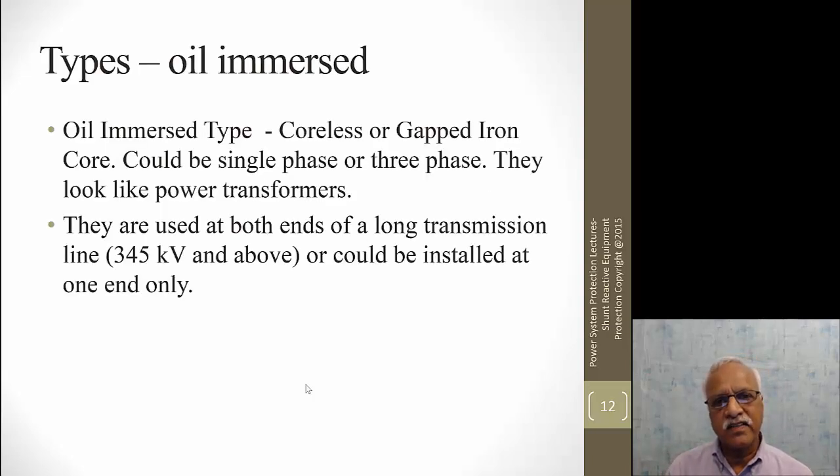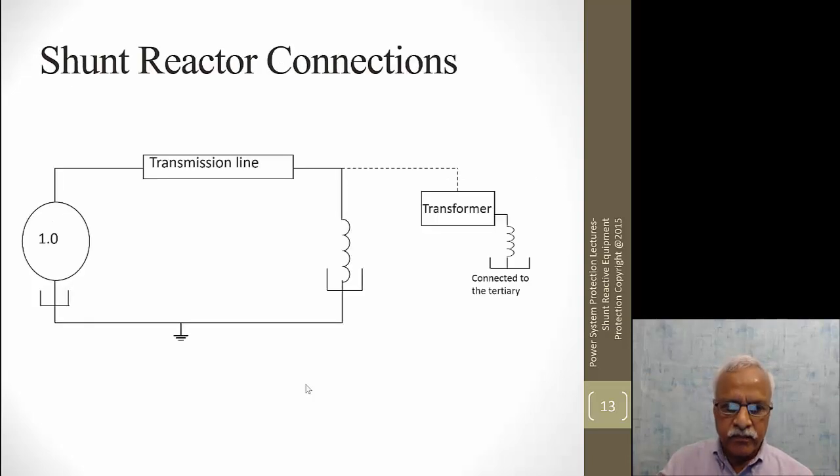Whereas oil immersed reactors are directly connected to the high voltage system, and these are coreless or gapped iron core. They look like transformers with a single big bushing and a smaller bushing for grounding on the neutral side. And they are used at both ends of the transmission lines, or wherever needed to reduce the voltage during light load periods.